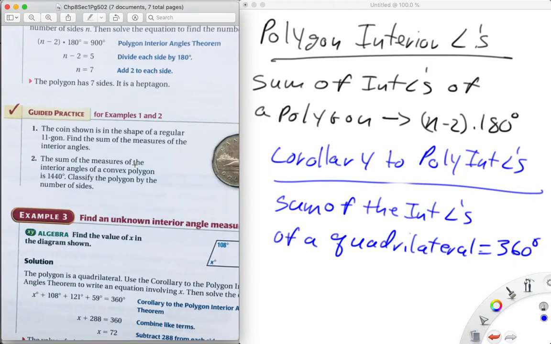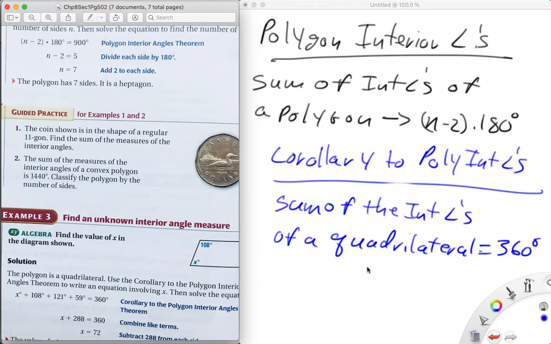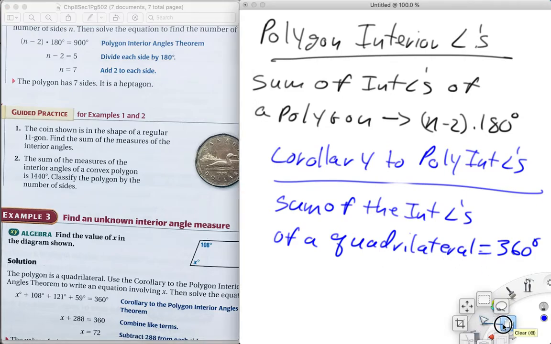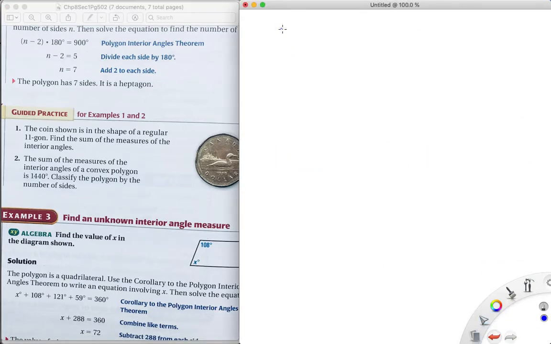So here we have this coin that has 11 sides. They want to know what the sum of the measure is. So this is an 11-gon. So that means the number of sides, and I didn't really explain, n means the number of sides. So in this case, n equals 11.